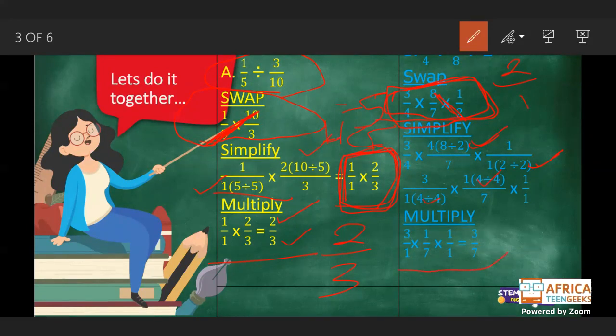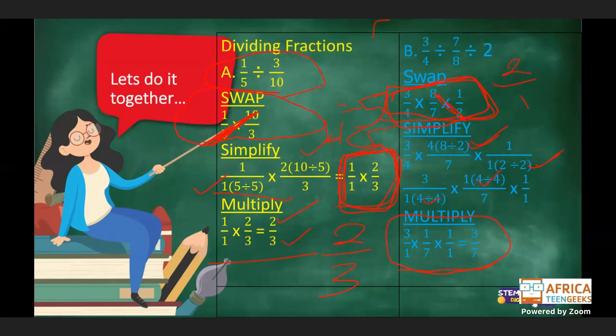So here's our new fraction. Our new fraction will be 3 over 1 multiplied by 1 over 7 multiplied by 1 over 1. So in this case, we'll say 3 multiplied by 1 multiplied by 1, and that gives us 3. And then we'll have 1 multiplied by 7 multiplied by 1, which will give us 7. All right, so we are done with division, and we'll have an activity based on this division.